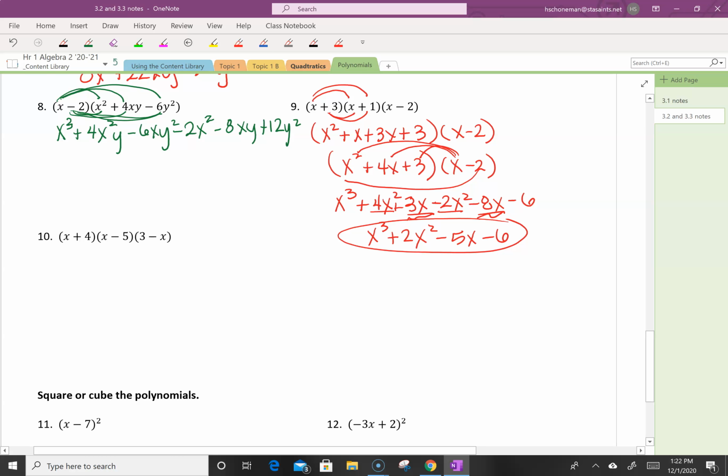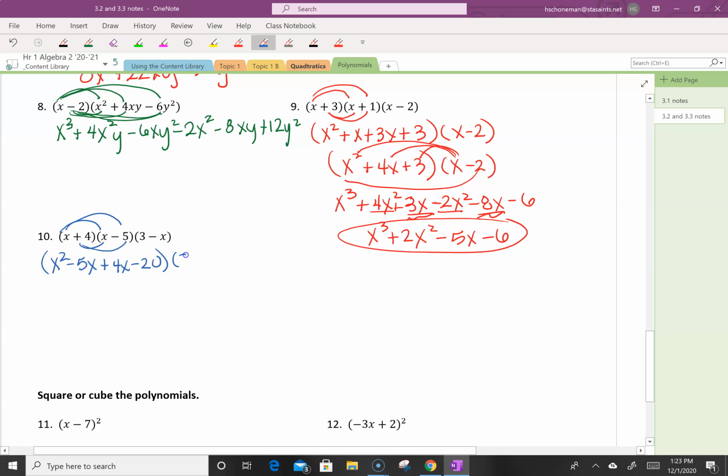Okay, last one. Let's practice this again. So you got to pick 2. It doesn't really matter which 2. I kind of just work from left to right. That's what people naturally do. Okay, x times x is x squared minus 5x plus 4x minus 20.